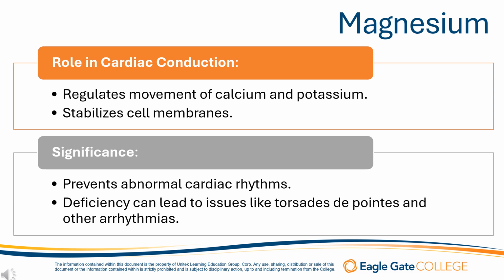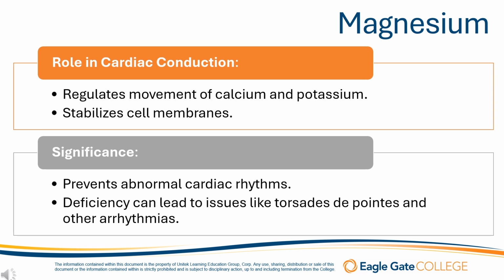So, a deficiency in magnesium can have serious consequences for cardiac function. One of the notable conditions associated with magnesium deficiency is torsade de pointes, a specific type of ventricular tachycardia characterized by a twisting of the QRS complex on the ECG. This condition can be life-threatening if not promptly treated.